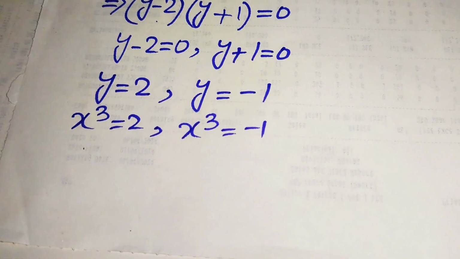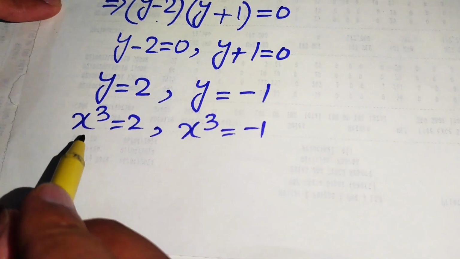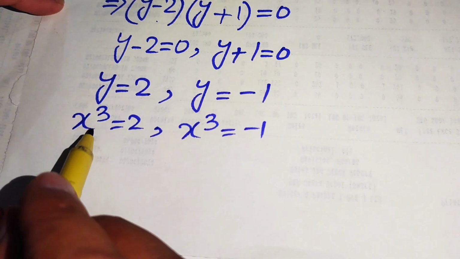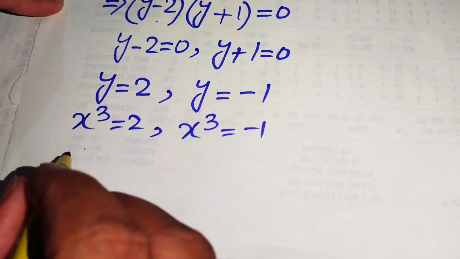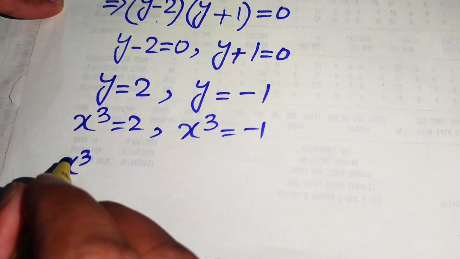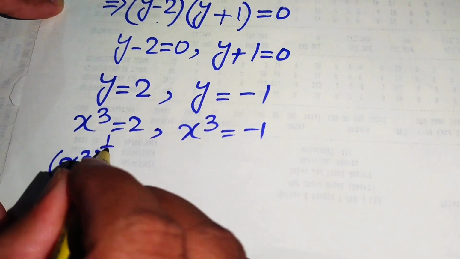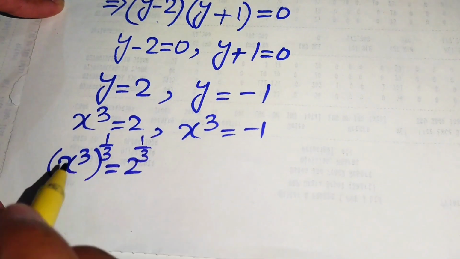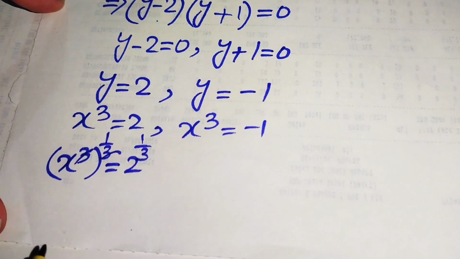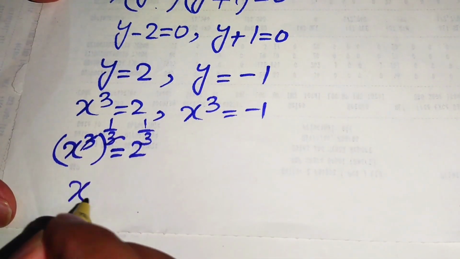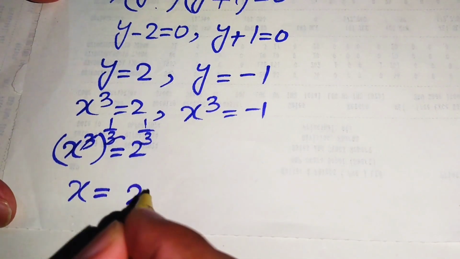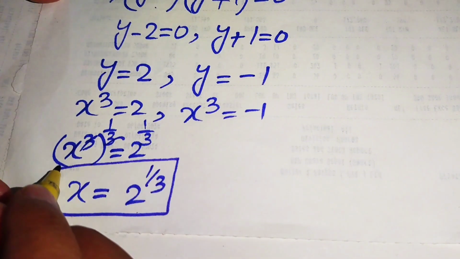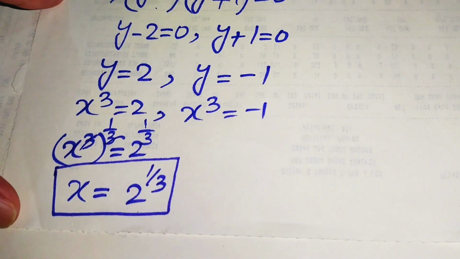In the next step, we can easily get the value of x if we take the cube root on both sides. So we take cube roots on both sides and we get the first real root. You see that the 3 and 3 cancel each other, and we get x equals 2 to the power of 1 over 3. So this is our first real root of this question.